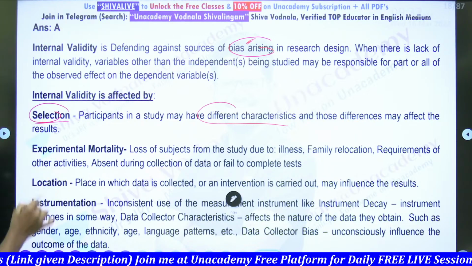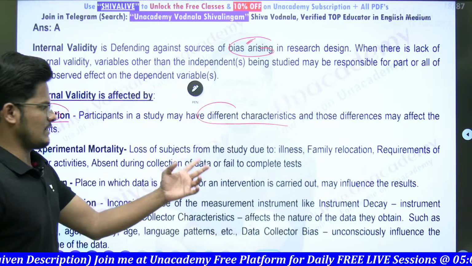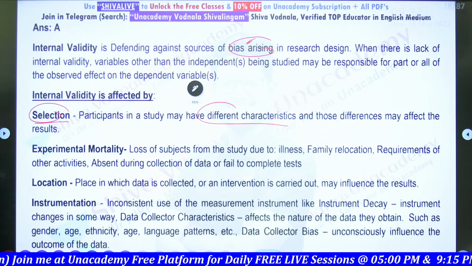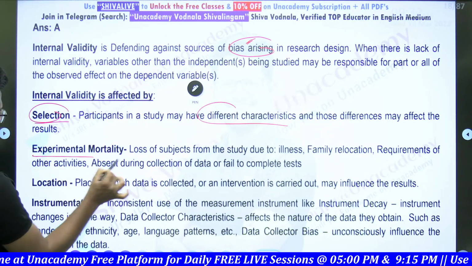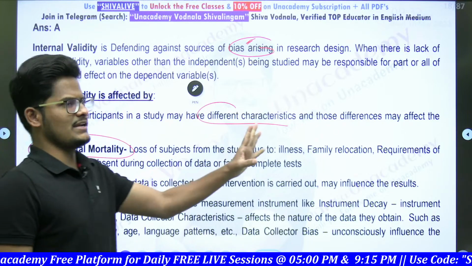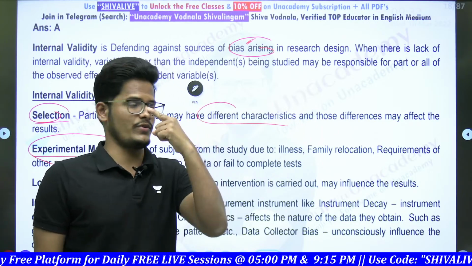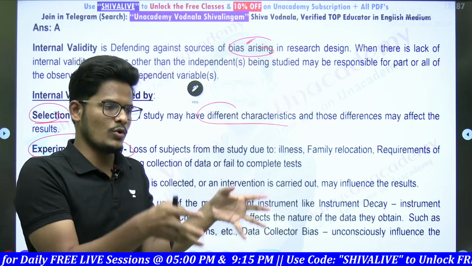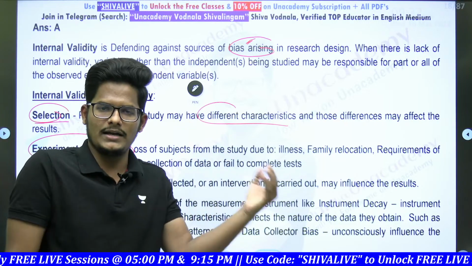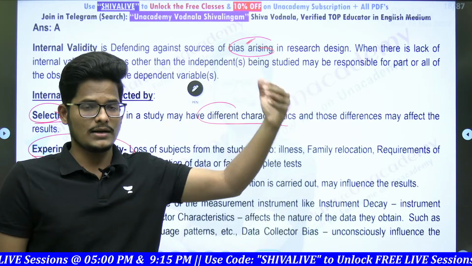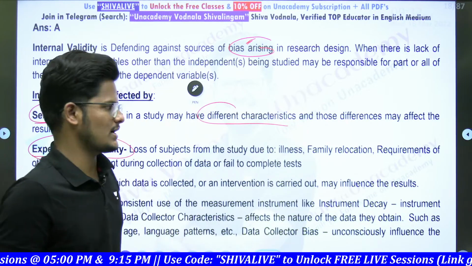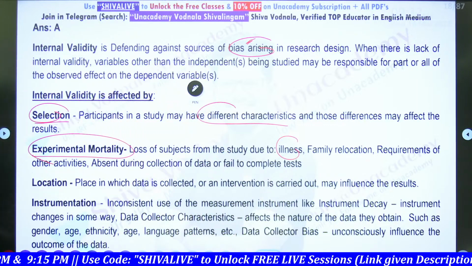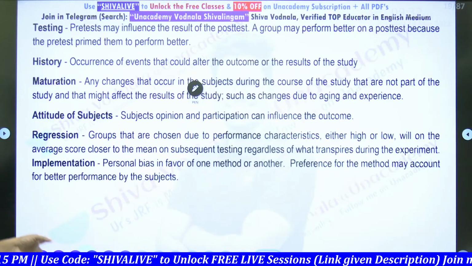Hello Ankita. Experimental mortality means loss of subjects from the study due to illness or family relocation, or the required participants being absent during data collection. It means we are not able to get data from some persons, for whatever reason, who were involved in that particular situation. That is called experimental mortality. Either there might be a death, a family relocation or an illness, and we cannot complete the test for getting the data.